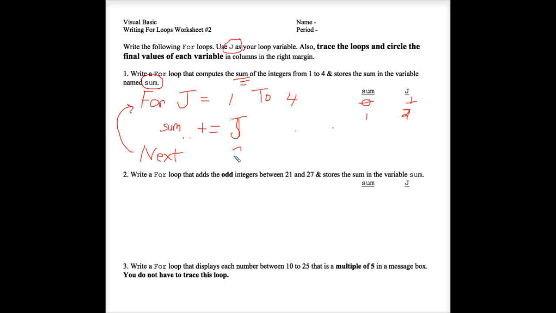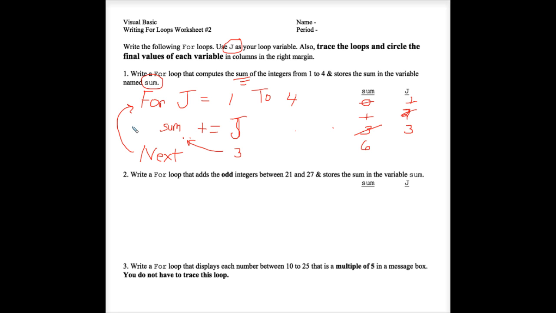So j is currently 2. So it gets added into sum. So let's add that 2 there to the 1 to get a grand total of 3 so far. We hit the word next. We loop back up to the top. We step j up to 3. We execute sum plus equals j again. But now j is 3. So 3 added into sum makes a growing total of 6.